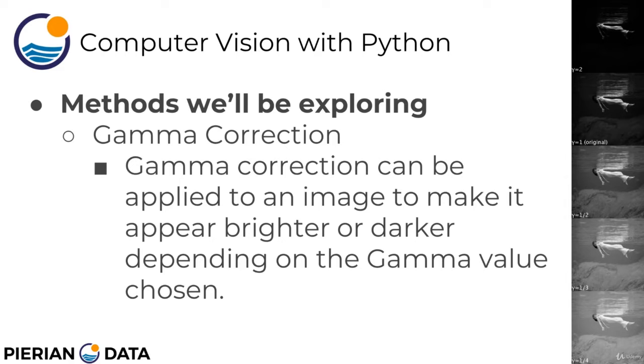So we're going to be exploring quite a few methods. One method we'll be exploring is called gamma correction, and gamma correction is actually not so much a smoothing or blurring, but instead it can be applied to an image to make it appear brighter or darker depending on the gamma value chosen. Over there on the right hand side I have an image, and right in the middle we have gamma equal to 1, or the original image, and that's the second from the top, and then we can apply a gamma correction to make the image appear brighter or darker. If you've ever messed around with any sort of photo app software where you can make an image brighter or darker, that is gamma correction in action. We're going to show you how you can do gamma correction with OpenCV.